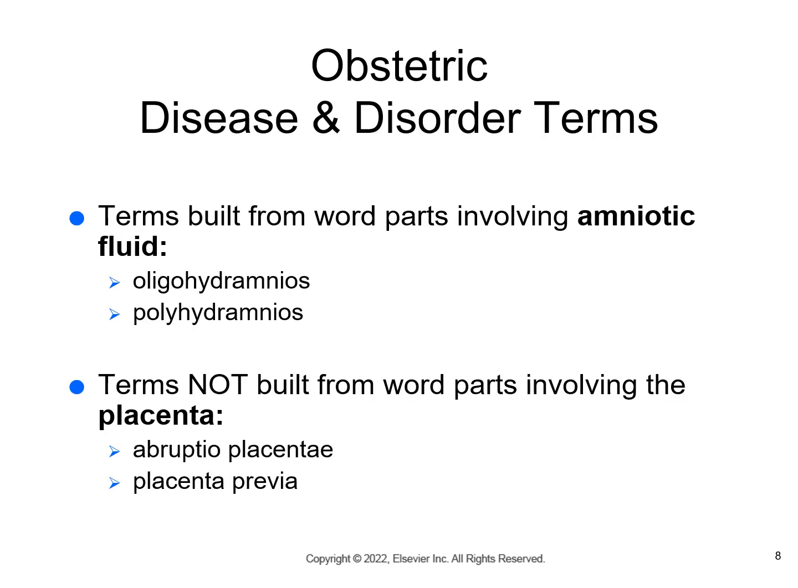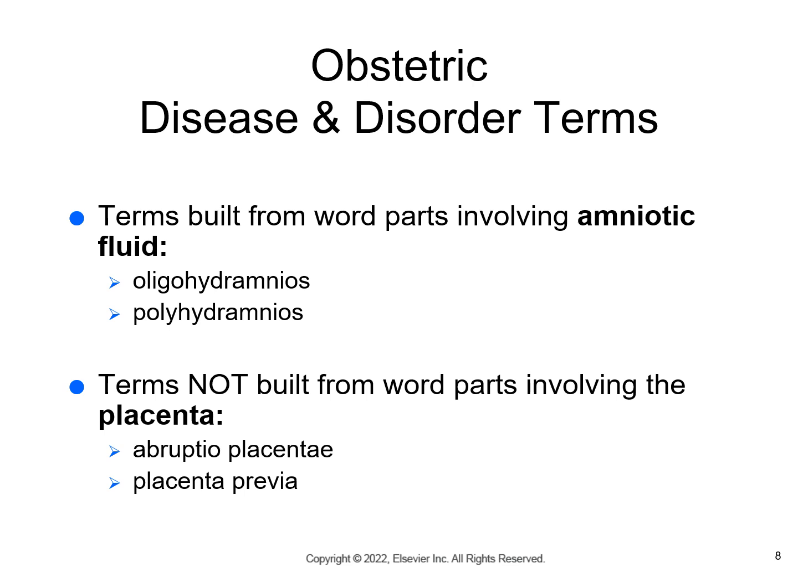Let's look at some disease and disorder terms for obstetrics. So we have a couple terms built from word parts used that involve amniotic fluid. So oligohydramnios is scanty amniotic fluid or not enough, less than expected amniotic fluid. Polyhydramnios is when there is more than the expected amount of amniotic fluid.